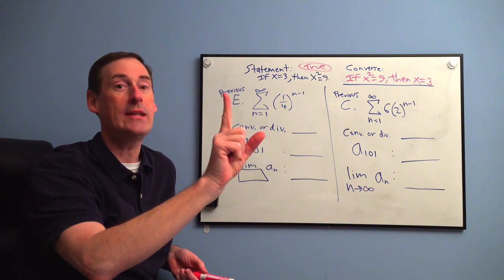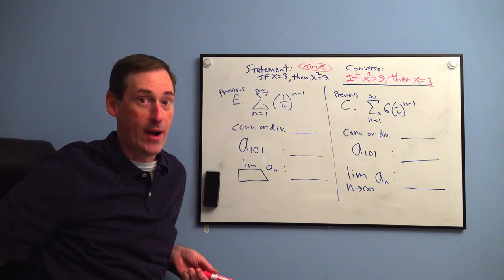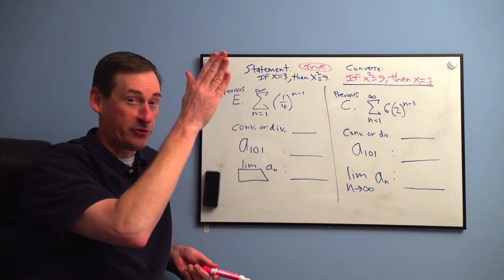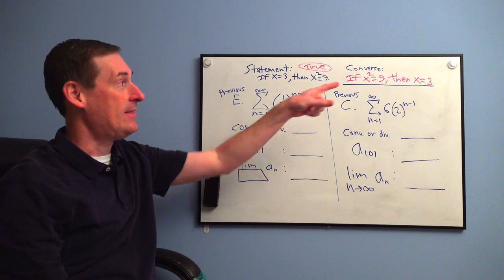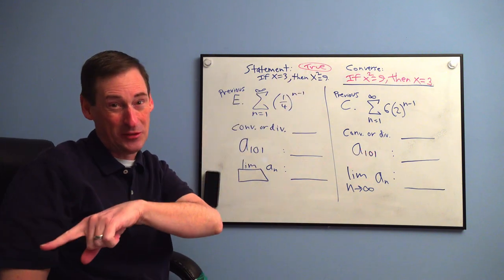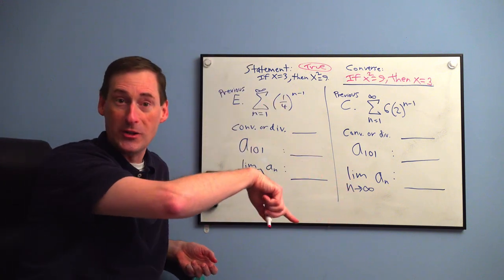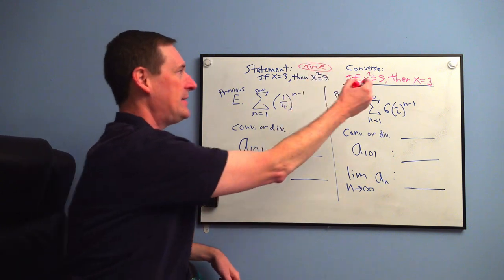All you need is one counterexample, and you can prove something false forever, because true means it works for every single case. All right, that just failed. X could equal 3, it also could equal negative 3. So to state that it must be 3, no. If you had said x equals plus or minus 3, then it would have been true. So that is a false statement.